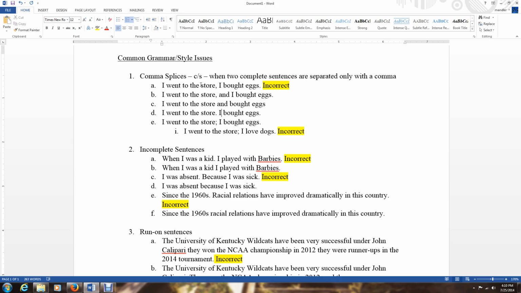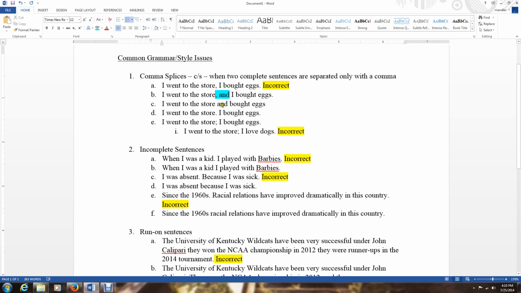So you have a lot of options for how to fix it. Probably the one that you're most familiar with is, when you were growing up, you probably learned this way back in elementary school, that you can add the word and. Usually a conjunction is what they're called. So I went to the store, I leave in my comma and say, and I bought eggs. Then it's perfectly fine. Or I could change it slightly. I went to the store and bought eggs.